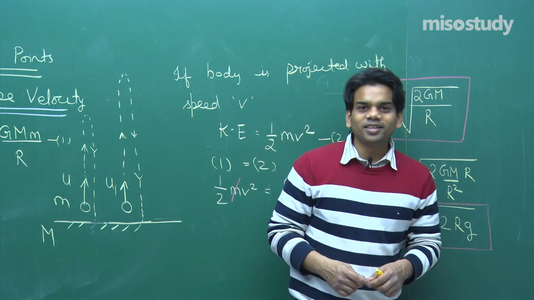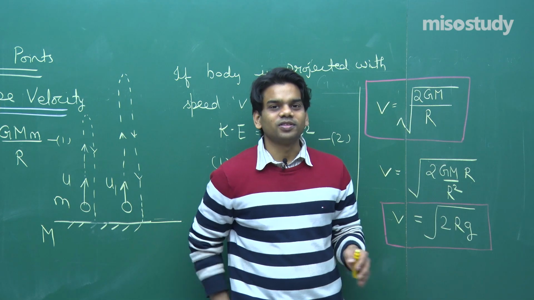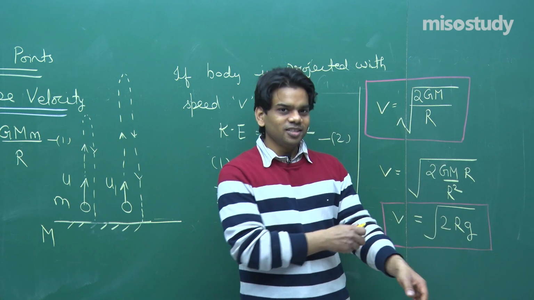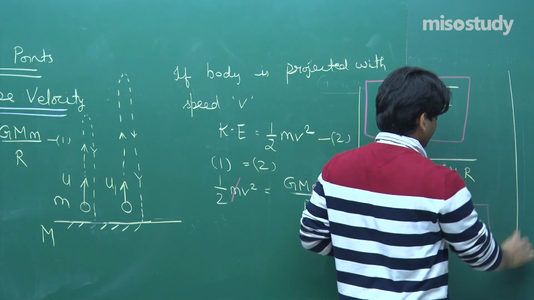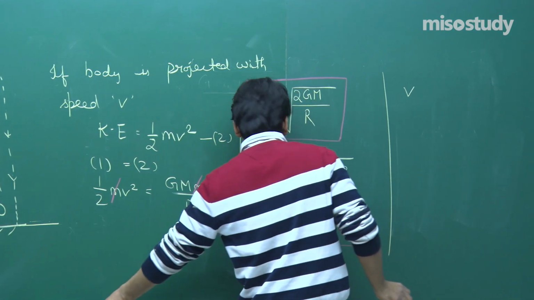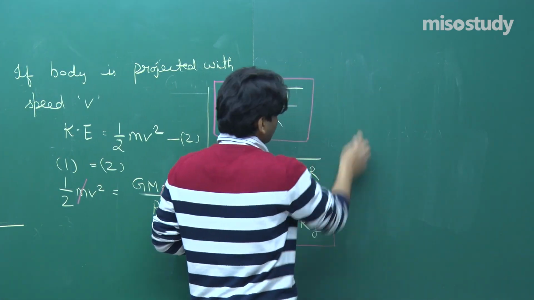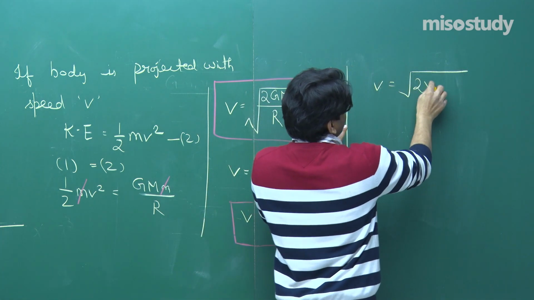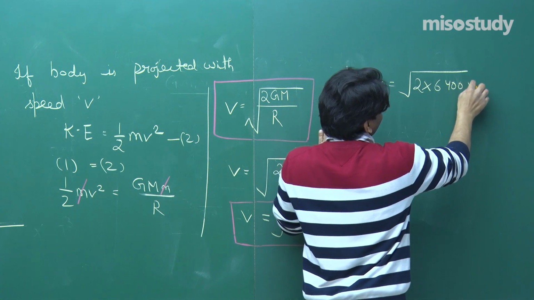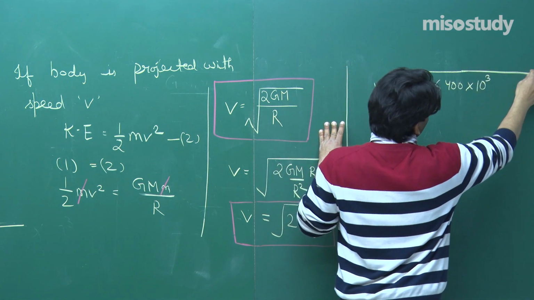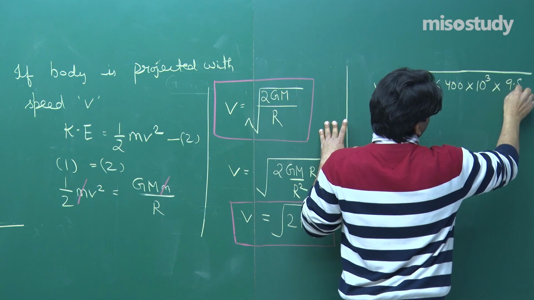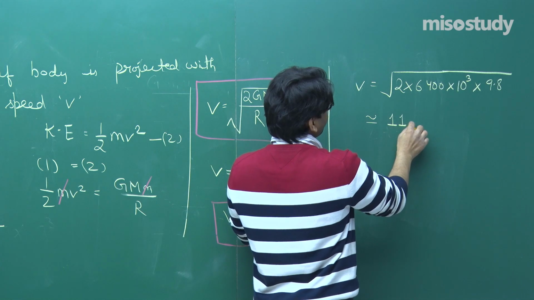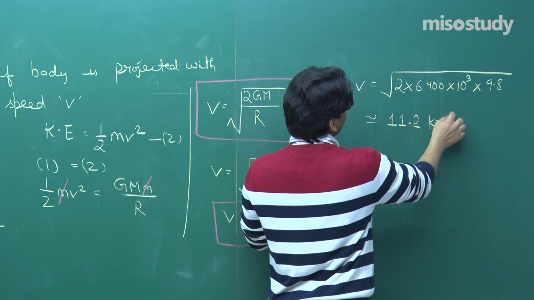This is what you are going to obtain for the value of escape velocity. At the surface of Earth, if I substitute r and g, you see here what I am going to obtain. V equals under root 2rg, this is what I have used here. So if I try to find out the value on the surface of Earth by substituting all the things, 2 into 6400 into 10 to the power 3, because I have to write the radius in meters, and g 9.8. Use it, this will come out to be nearly equal to 11.2 kilometer per second.